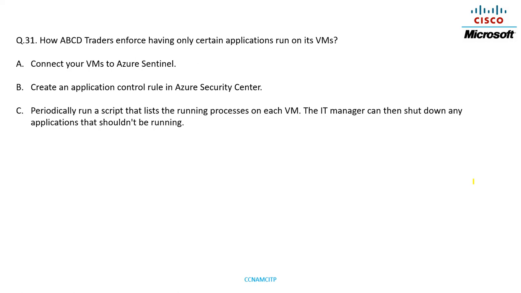Next question, how can ABCD traders enforce having only certain applications run on its virtual machines? So now only certain applications should run on its virtual machines. What this company can do is connect the virtual machine to Azure Sentinel, or create an application control rule in Azure Security Center. And the third one is periodically run the script. So you can use option B, create an application control rule in Azure Security Center. Okay, guys.